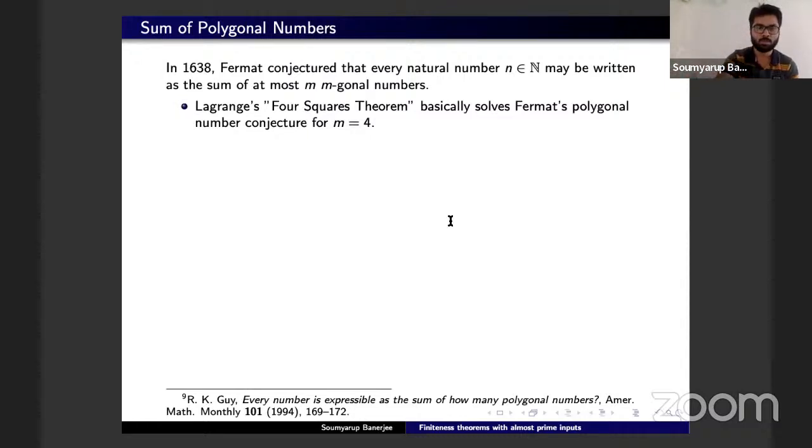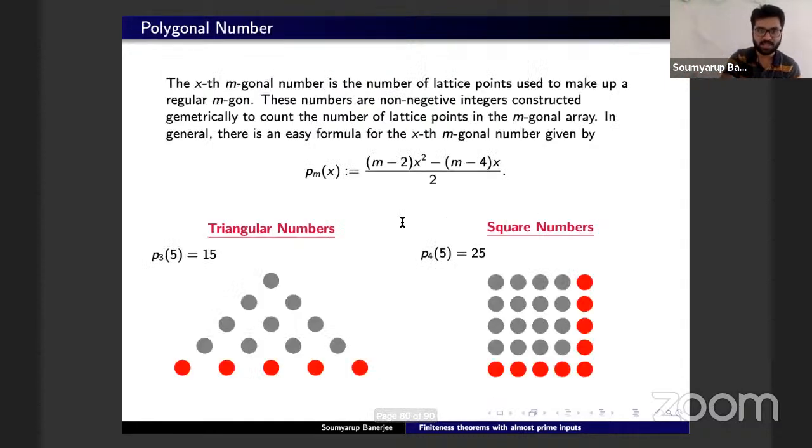Because why? Let us see it here. Suppose you put m equal to 4 in this formula. You will get 2x squared minus 2x squared by 2, so that is basically x squared. If m equal to 4, then P_4(x) is x squared.